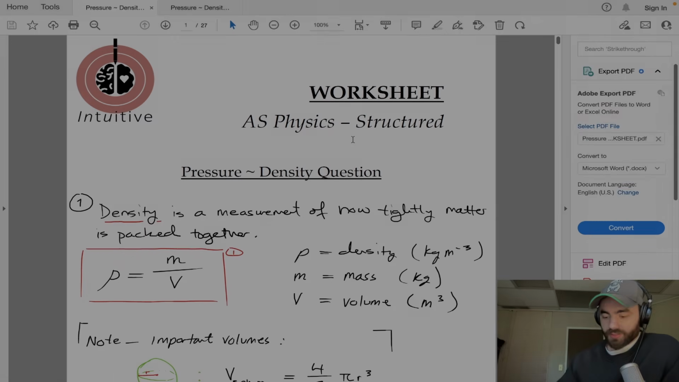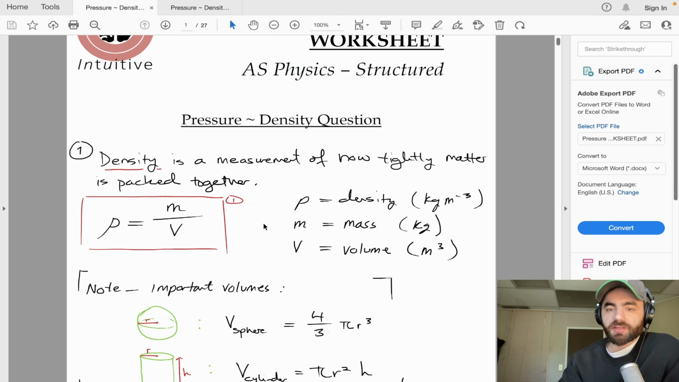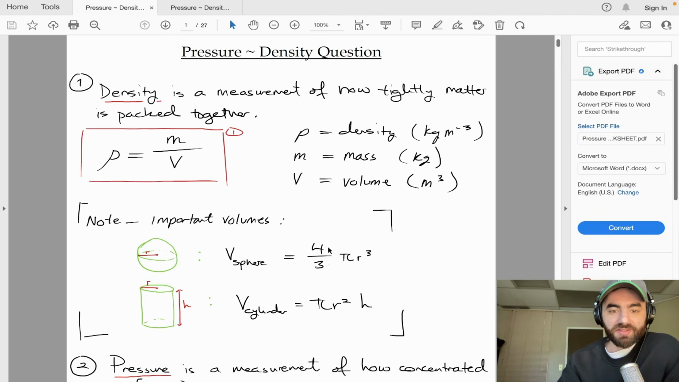Okay, so pressure and density. First of all, we need to know what pressure and density are. Density is basically the measure of how tightly matter is packed together. This obviously differs from material to material, but the formula for density is mass divided by volume. So if you want to calculate the density of something, you need to have its mass and its volume. Divide those two together, you get its density.